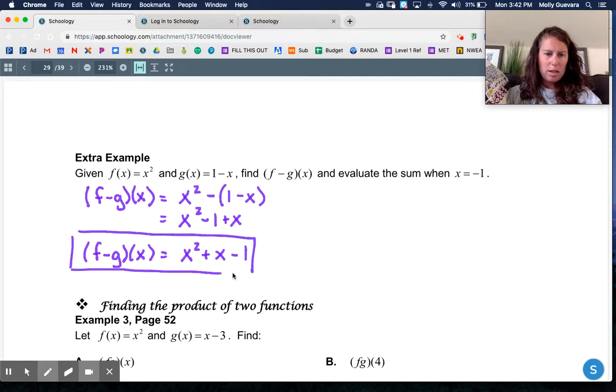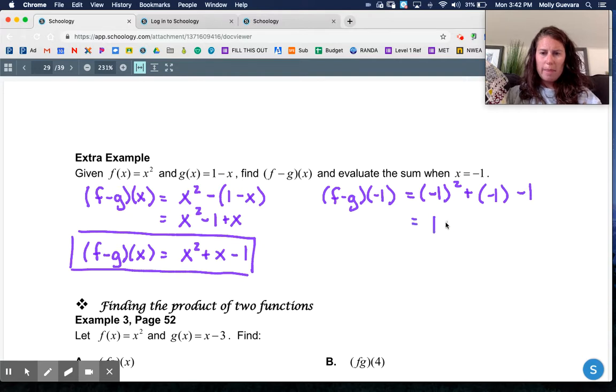So there's that function. And then I want to evaluate it at negative 1. So f minus g of negative 1 equals, and I just get to plug it in. So negative 1 squared plus negative 1 minus 1. Negative 1 squared is 1. Then I have minus 1. Then I have another minus 1. So f minus g of negative 1 equals negative 1.